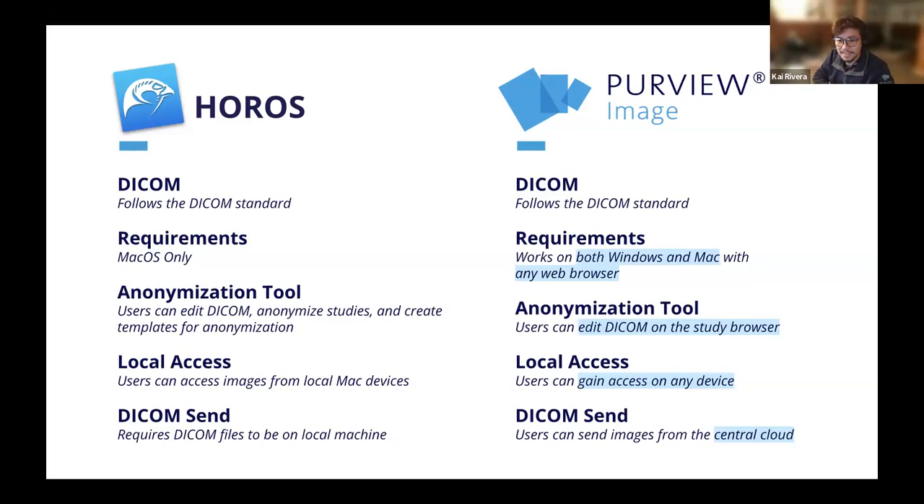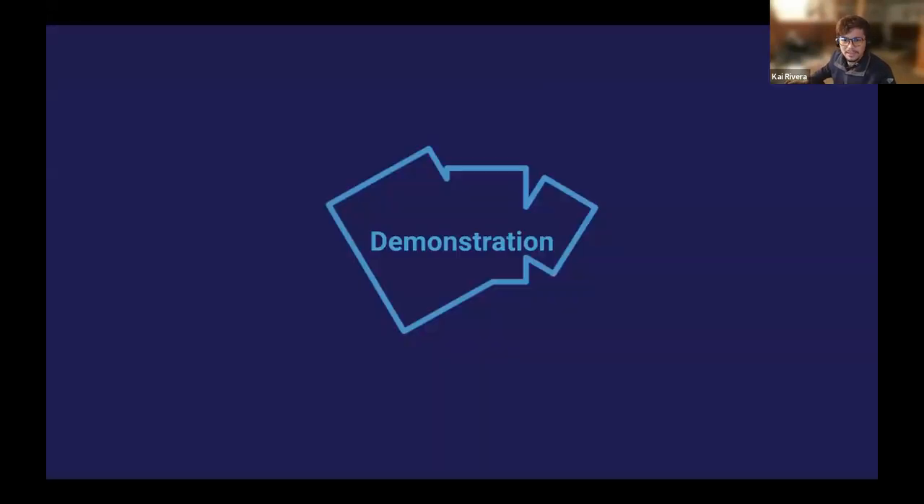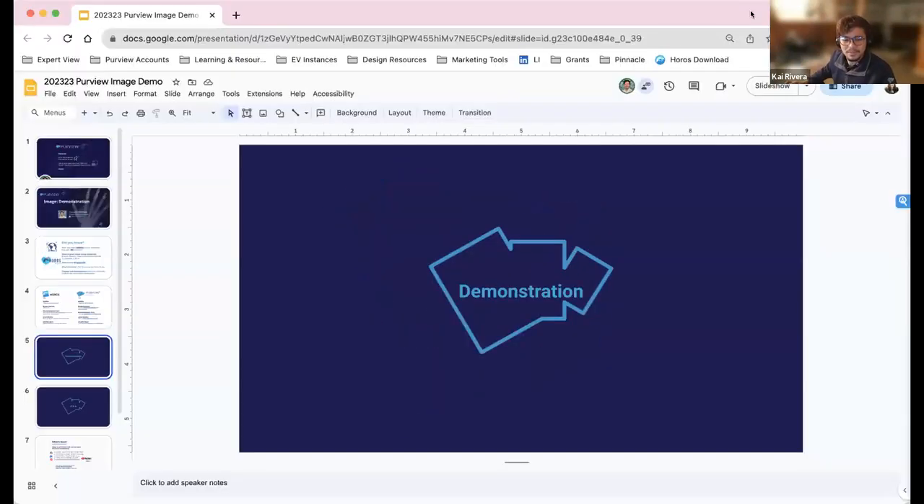In addition to that, users can gain access to Purview using secure credentials from any device, right? You're not limited to the machine that you're on. So if I'm working down here on this particular workstation, if I need to go to a different location, I can also log into the website and access my portal securely. Additionally, for DICOM sending and for referrals and things like that, since the images, reports, and other things are stored in a central cloud database, you can perform these actions from any device. Very, very cool. So with that, I'm going to attempt to share my screen and we'll get into the demonstration.